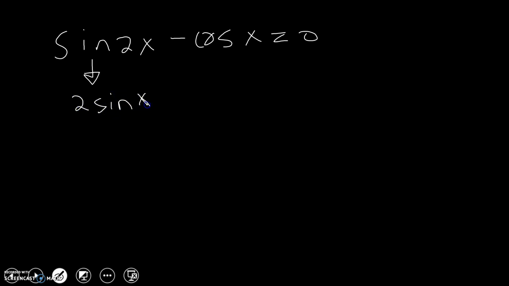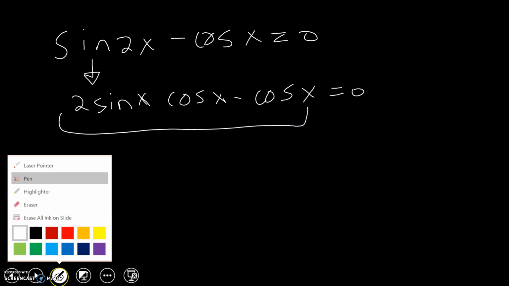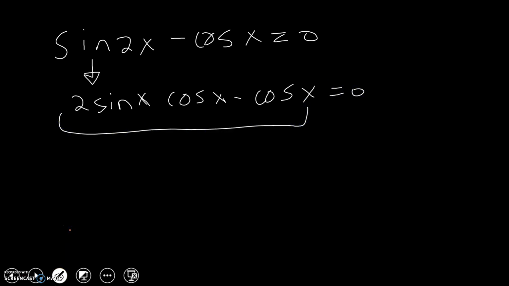So we have sine 2x minus cosine of x equals 0, and I just told you that sine of 2x equals 2 sine x times cosine x, minus cosine x equals 0. And I told you that cosine of x is common, so we need to factor out a cosine. So cosine of x will go outside, and we will have 2 sine x minus 1, which equals 0. Now we basically have the entire equation done.